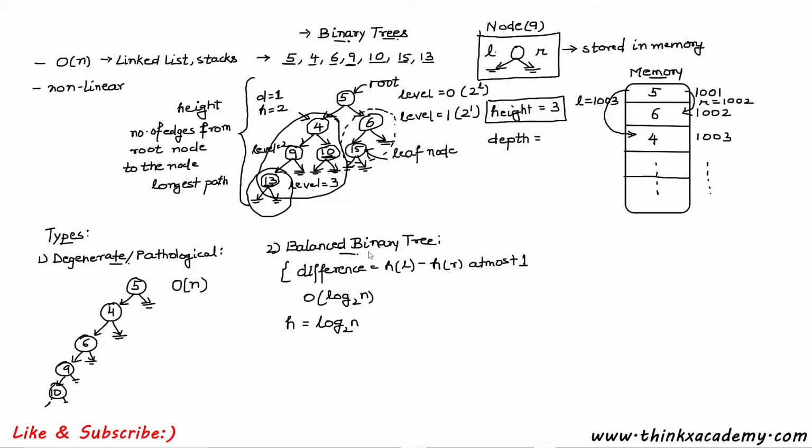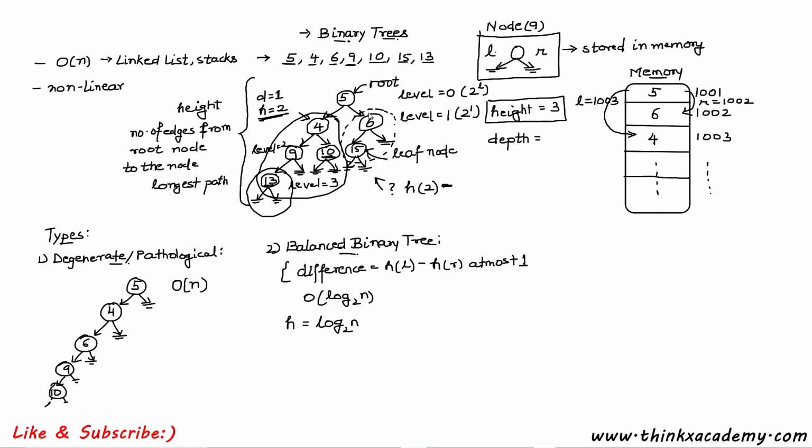So now let's see how a balanced binary tree looks like. In this example, let's see whether this is a binary tree or not. So this is a binary tree. Let's see whether it is balanced or not. So here you can see I have this node here. The height of the left part of the subtree is equal to 2. So height of this tree is equal to 2.